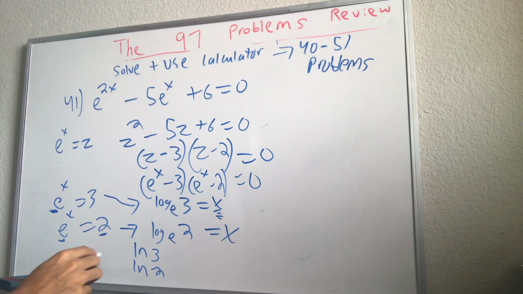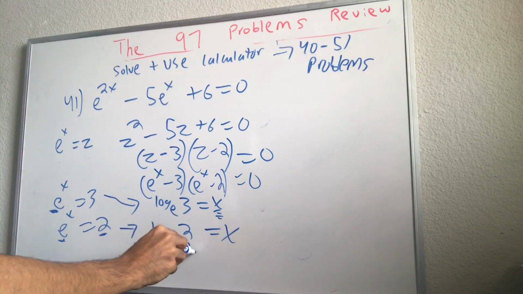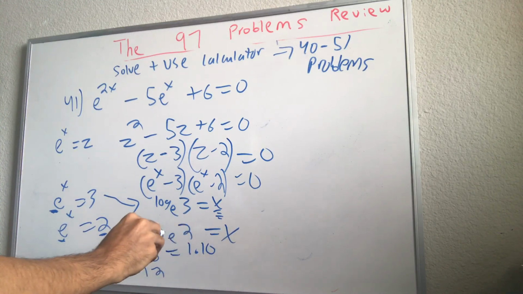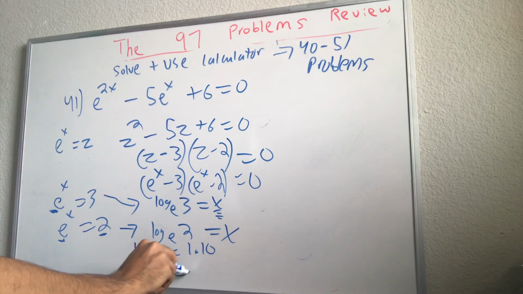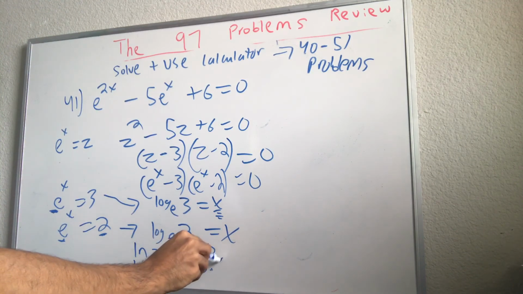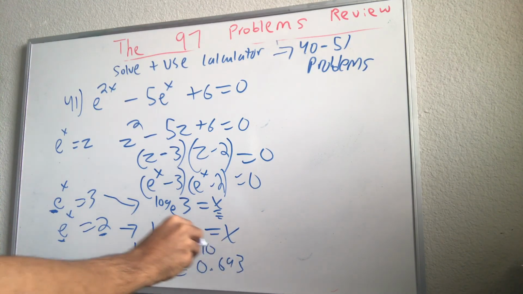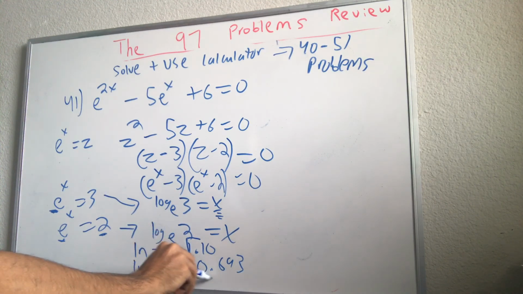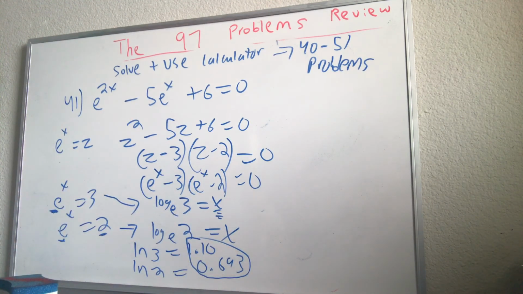Evaluating ln of 3 on your calculator, you should get something like 1.10, and then ln of 2 is equal to 0.693. So your final two solutions to this problem are 1.10 and 0.693. So those are questions 40 and 41.